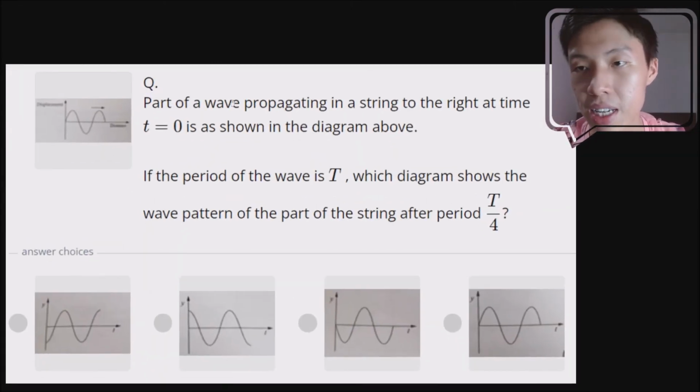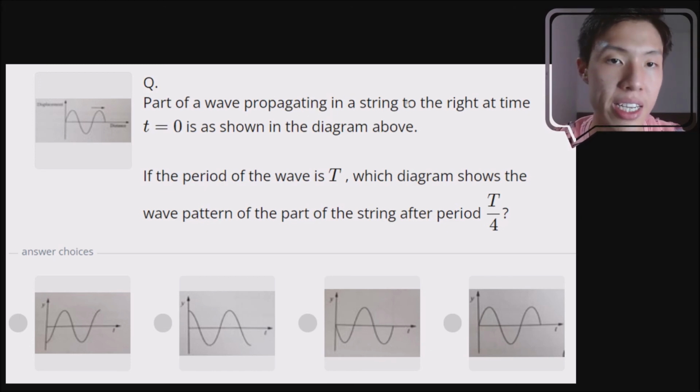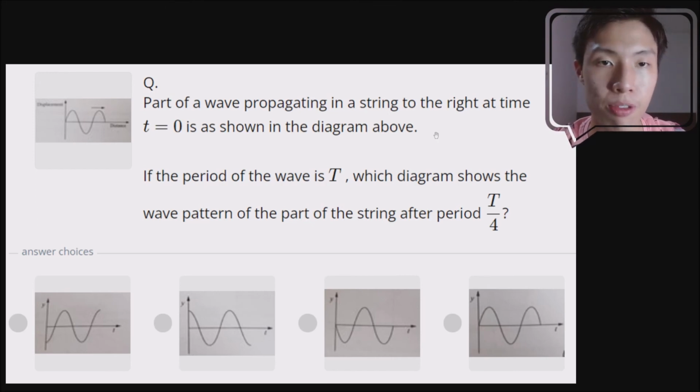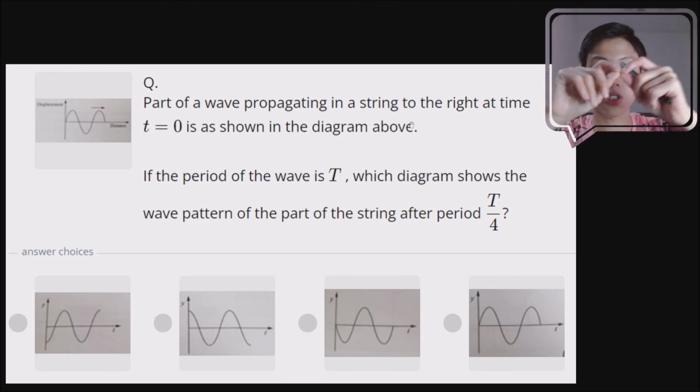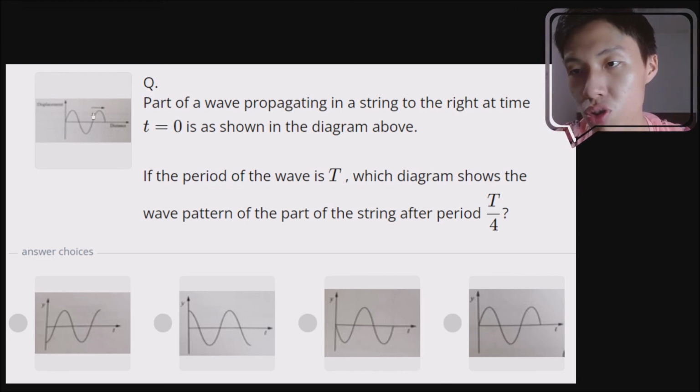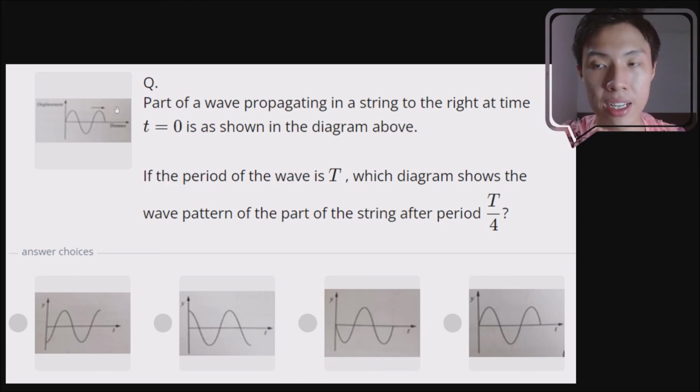Question 10 says that part of a wave propagating in a string to the right at time t equals 0 is as shown in the diagram above. So if we have a string that is propagating a wave towards the right, and you take a snapshot of it at t equals 0, this is what the string looks like at t equals 0. We know that as time passes, the wave will be moving to the right, as mentioned in the question.